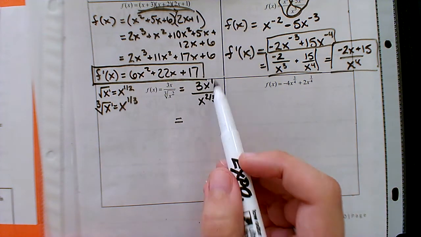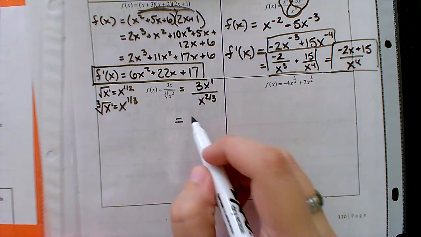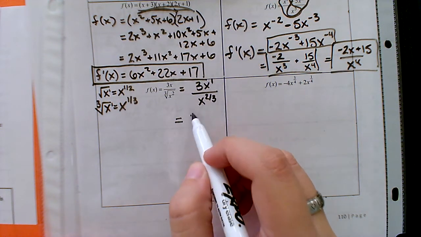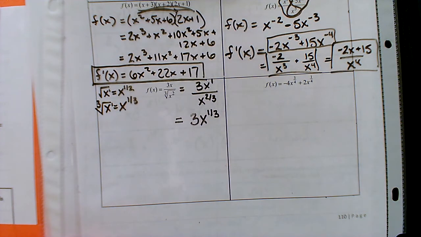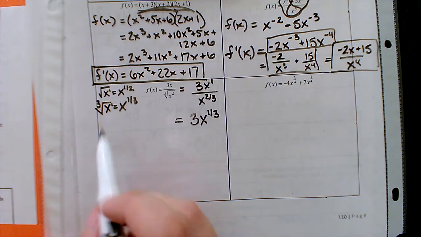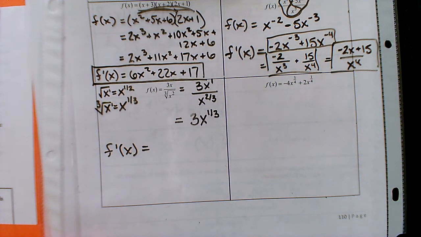When you're dividing the bases, what do you do to the powers? You subtract them. I heard it. Okay, so 1 minus 2/3 would give us a new power of 1/3. Notice how we have a polynomial. We have an x to a power. So let's go ahead and find the derivative using our power rule.